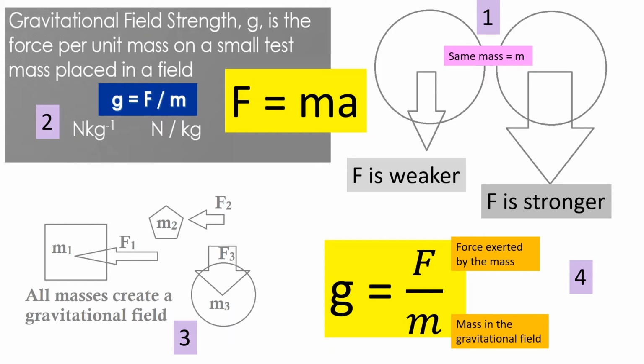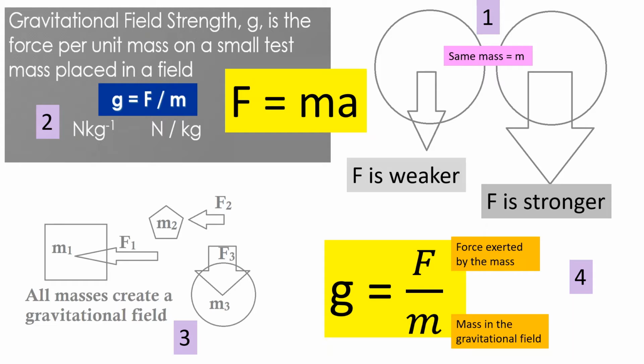If we look at number 3, there are 3 objects. One has a mass m1, the other one has a mass m2, and the other one has a mass m3. For this diagram, what we're trying to show is that all masses create a gravitational field.